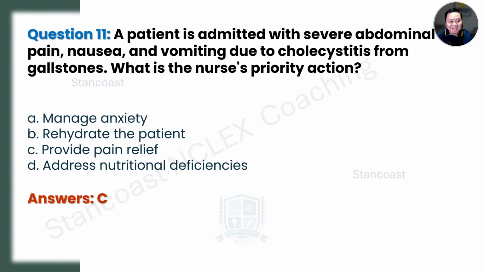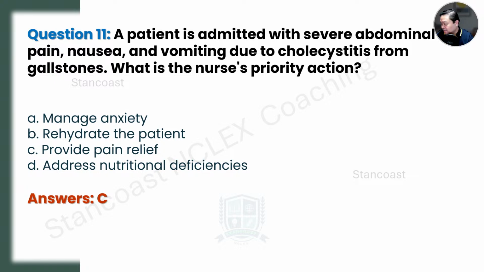Now, if you selected letter A, manage anxiety, this is important, but this is secondary to the pain control. If you selected letter B, rehydrate the patient, this is necessary, but we need to control the pain first. This will have a much more immediate impact on the comfort and overall well-being of the patient. Now, letter D, address nutritional deficiencies. This is a concern, but not in the acute phase. We got to stabilize our patient first by controlling their pain.